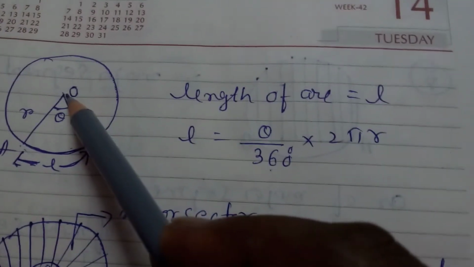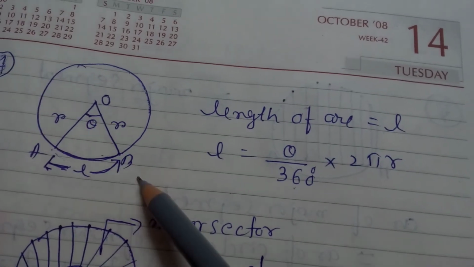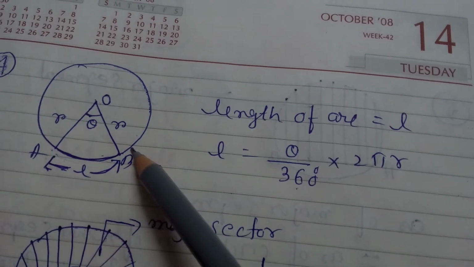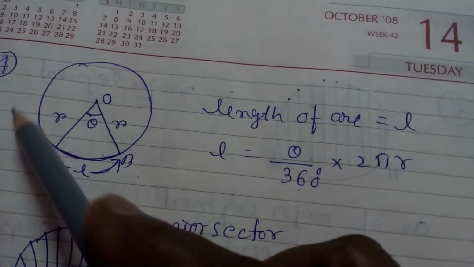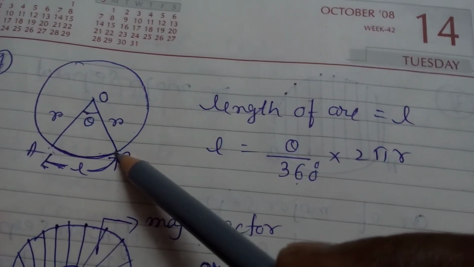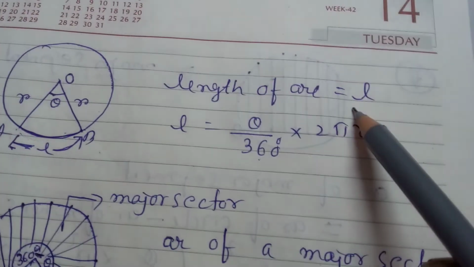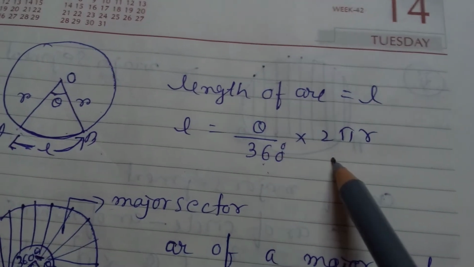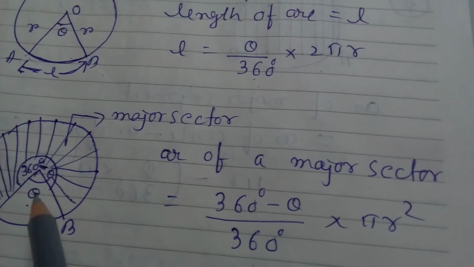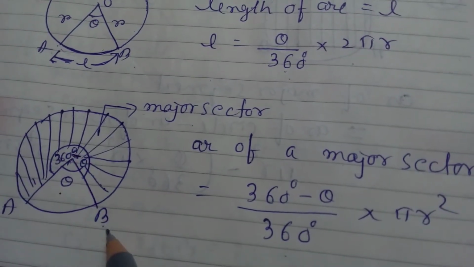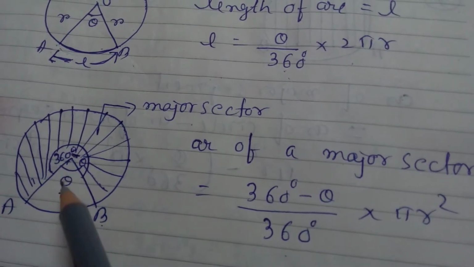Now next, O is the center of the circle, OA and OB are the radii, and this portion AB is known as the length of the arc. The whole portion is the circumference or perimeter of the circle, and this portion is the length of the arc. The length of the arc is denoted by L, and L equals theta by 360 into 2 pi r. Now next, O is the center of the circle, OA and OB are radii, and angle AOB equals theta.